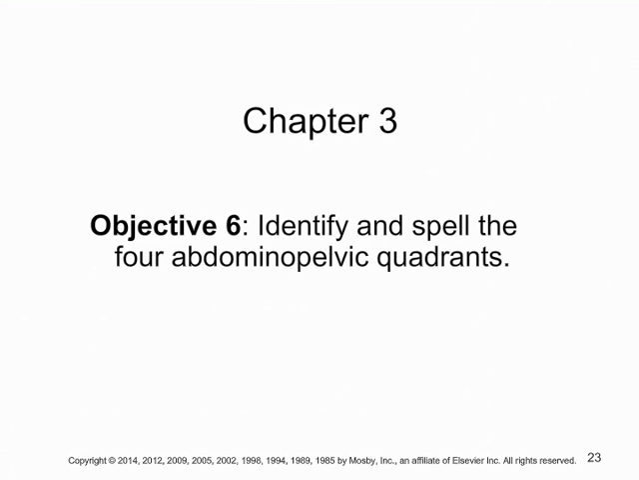There are 4 abdominopelvic quadrants, as the name quadrant implies. You are going to use the belly button or umbilicus as your center point, and you draw a vertical line down the midline and then a horizontal line across the body.